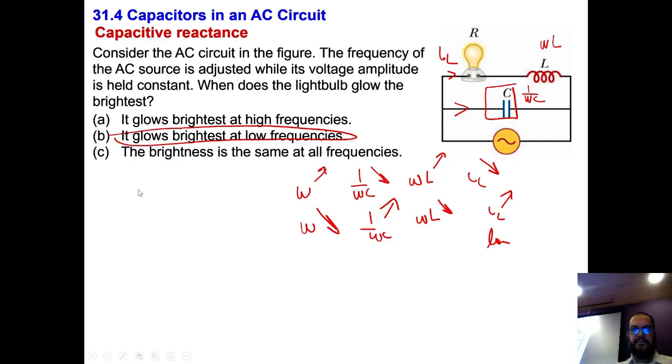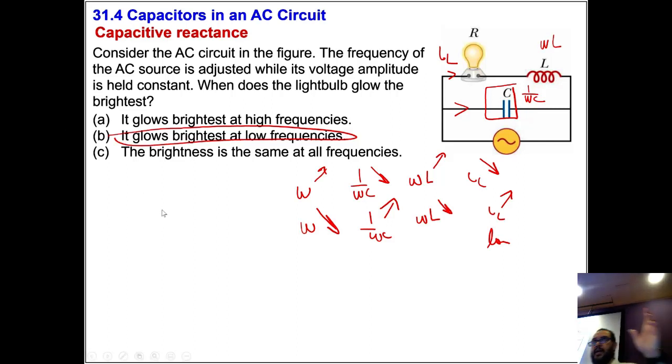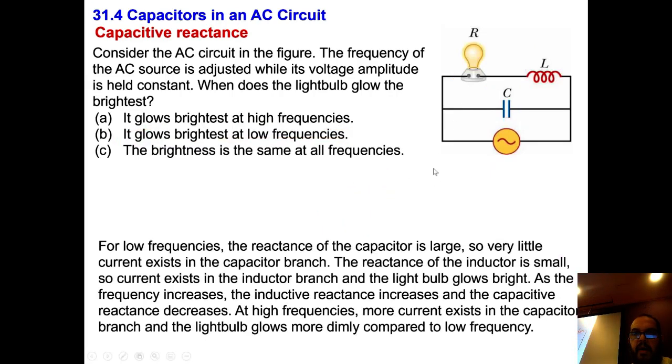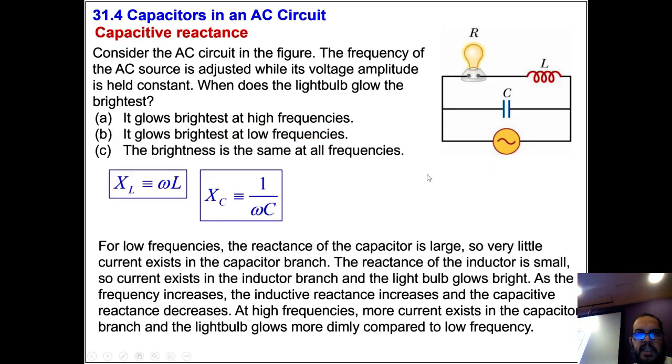All right. Clear? So think about it. It's very similar to resistance, except now for the inductor it's omega L reactance. As omega increases, the impedance increases. And for the capacitor it's 1 over omega C. As omega increases, 1 over omega C goes down, so the impedance goes down. All right, so this is the explanation here.